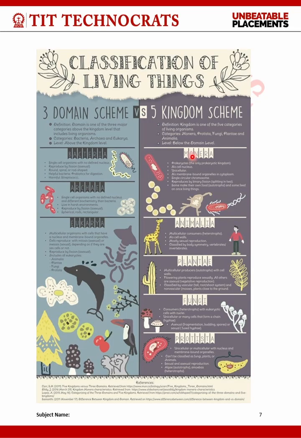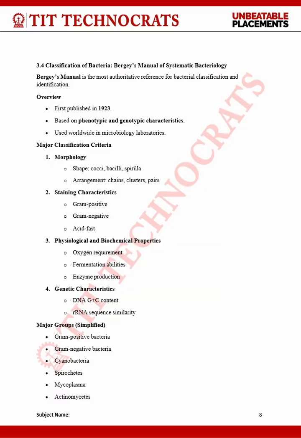We can see the classification in detail. I can't zoom this image, but you can zoom this way. Three kingdoms and five kingdom classification.